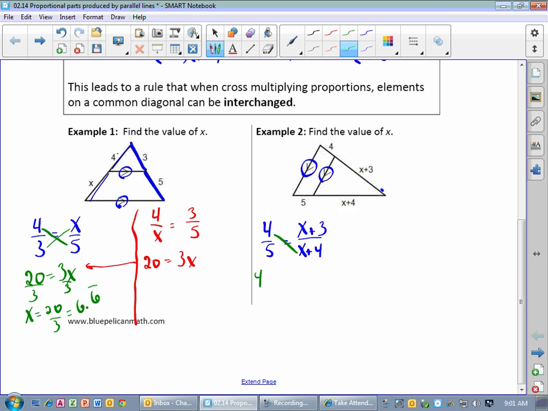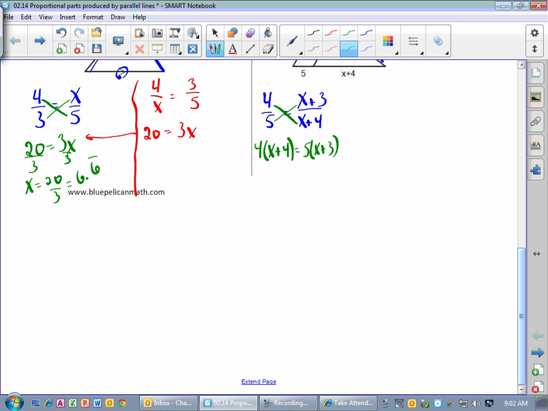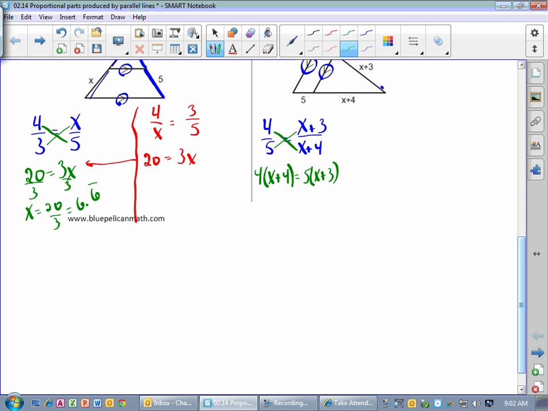So we get 4 times x plus 4 equals 5 times x plus 3. And then you just got to watch out here with algebra that you distribute the number out here to both terms, not just one of them. I see this a lot where you write 4x plus 4, but it should be 4x plus 16 because we have 4 fours. And we distribute the 5s, we get 5x plus, and there's 5 3s, so that's 15.